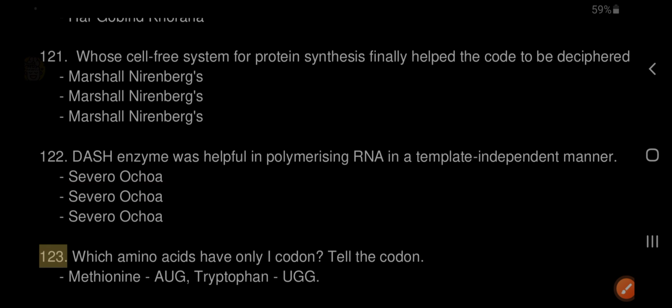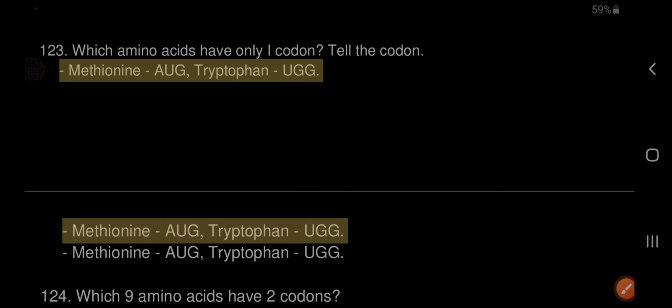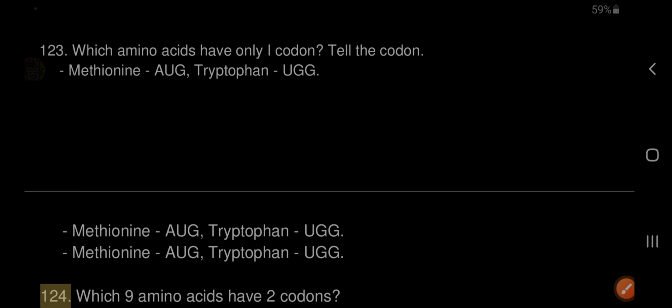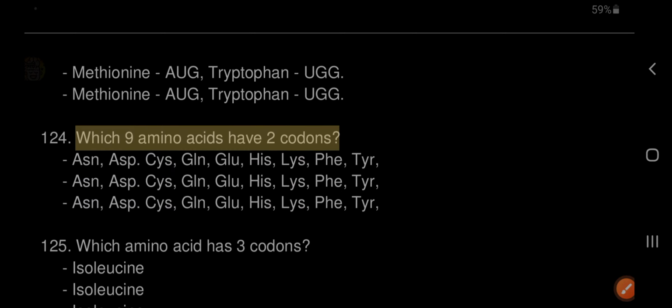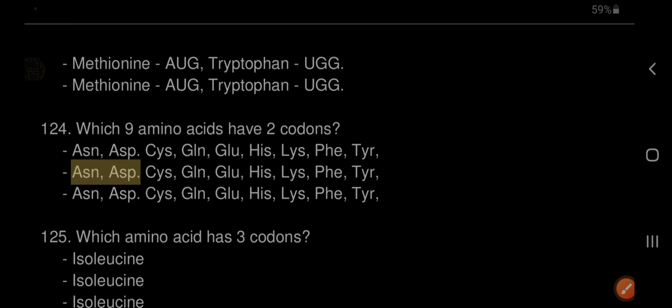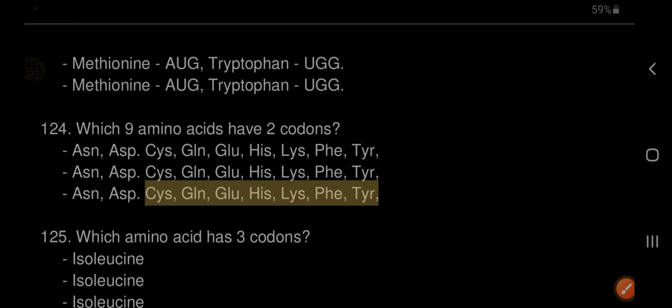123. Which amino acids have only one codon? Methionine, AUG, and tryptophan, UGG. 124. Which nine amino acids have 2 codons? ASN, ASP, CYS, GLN, GLU, HIS, LYS, PHE, TYR.